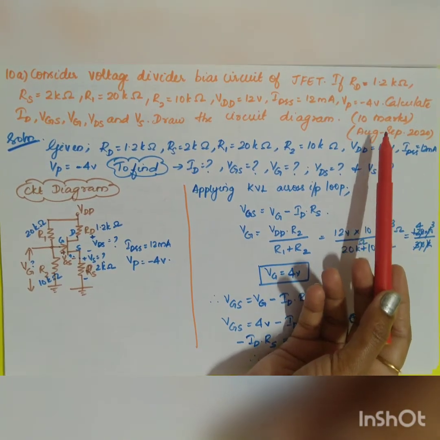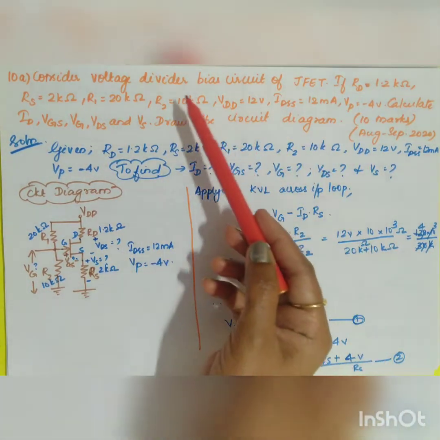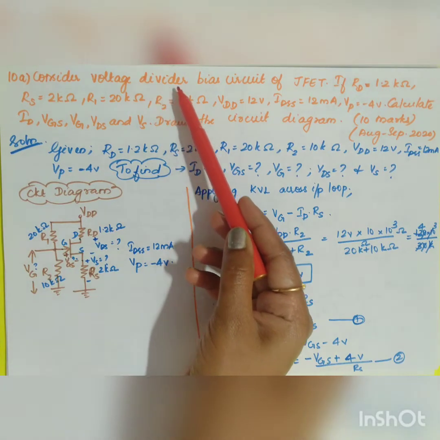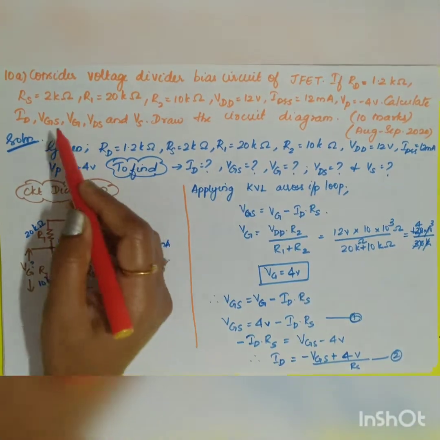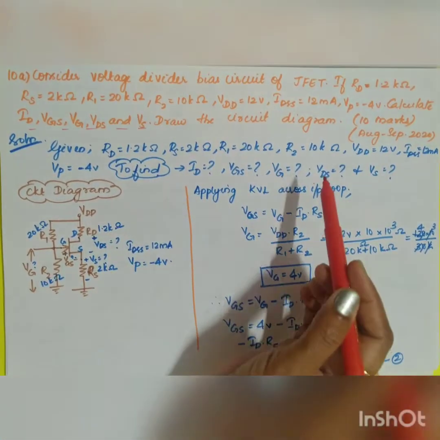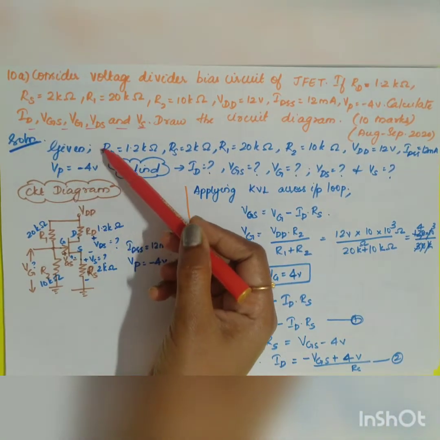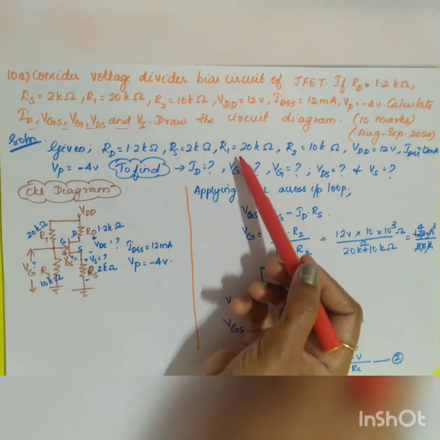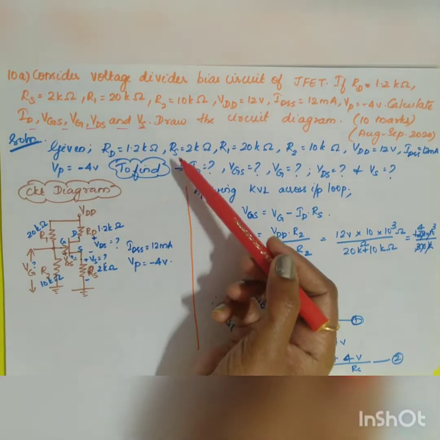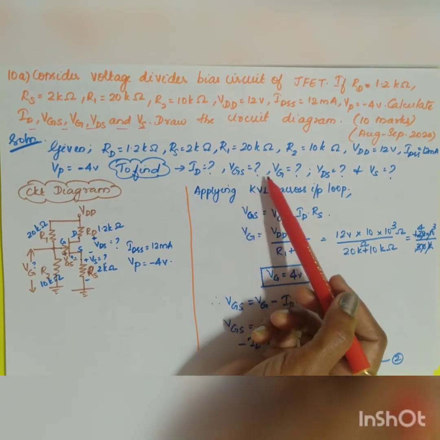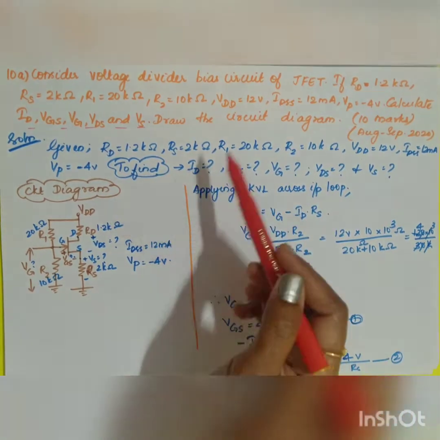Okay, so what you have to design, you have some parameters given. Now you have to consider the voltage divider bias circuit of a JFET. So we have to calculate these values, and we have to draw the circuit diagram. So first, the solution. Let us write the given data: RD, RS, R1, R2, VDD, IDSS and VP. And what are the parameters which we have to find out? ID, VGS, VG, VDS and VS, five parameters we have to find out along with the circuit diagram.